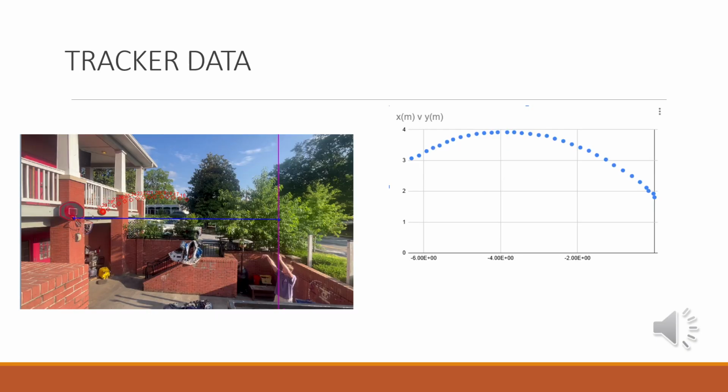Here we have our tracker data represented in a graph and an image of the experiment to the left. This is me shooting a basketball into a hoop. So we're starting where I shoot the ball and we're ending where the ball goes into the net. The arc of the basketball is represented by the shape of the curve in the graph, as you can see, moving in the negative x direction.